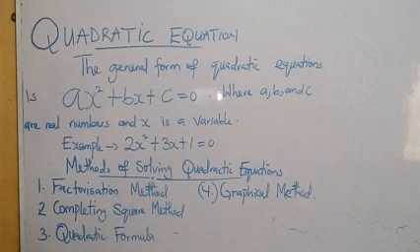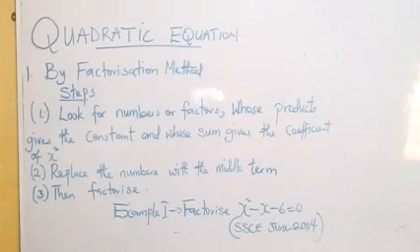There are different methods of solving quadratic equations. Number 1 is the factorization method. Number 2 is the completing the square method. Number 3 is the quadratic formula. Number 4 is the graphical method. So these are the 4 methods of solving quadratic equations. Let's start with the factorization method.